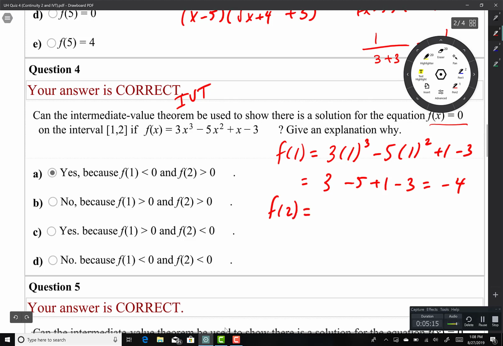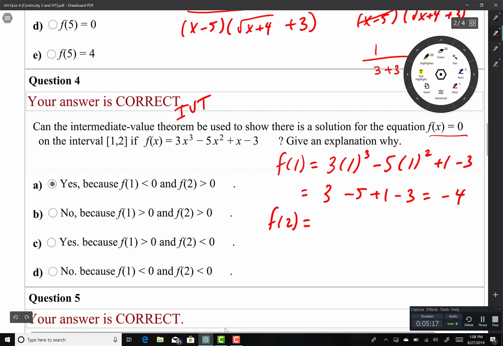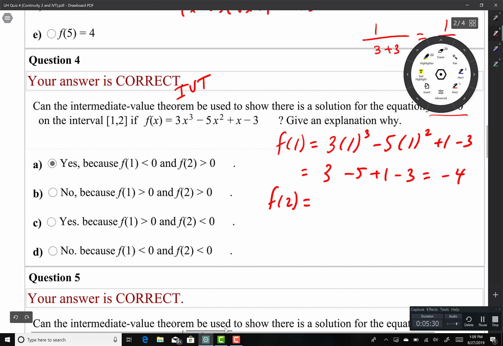If f of 2 is positive, then definitely f of x equals 0 somewhere between 1 and 2. And if f of 2 is negative, then we have no real evidence that f of x was 0. Was it 0? Maybe, but we don't have any real evidence. So here we go: 3 times 2 to the third power minus 5 times 2 squared plus 2 minus 3.